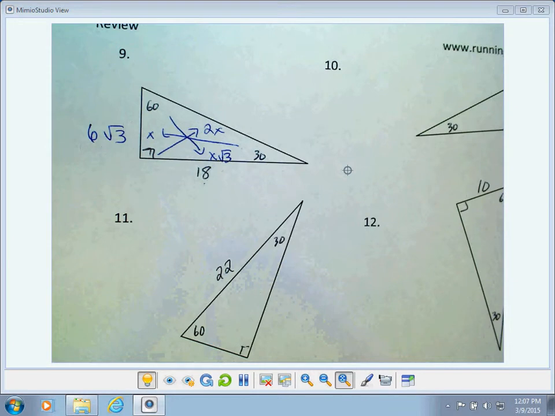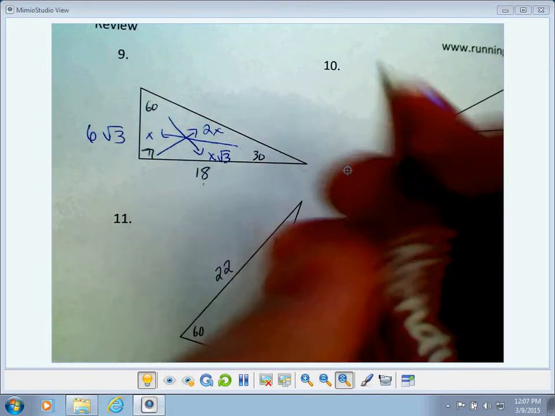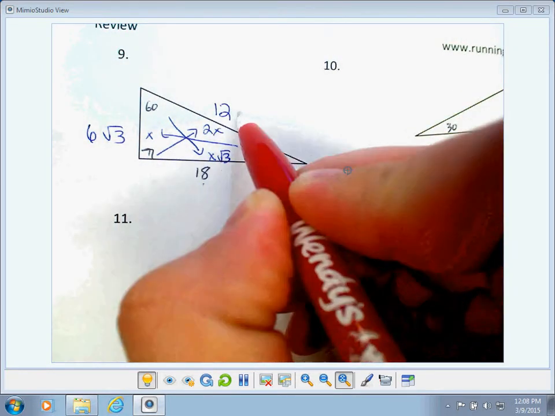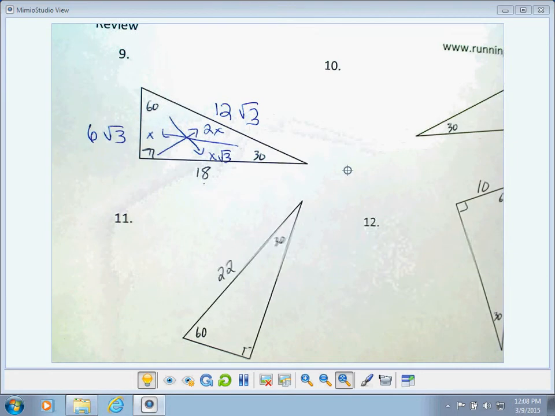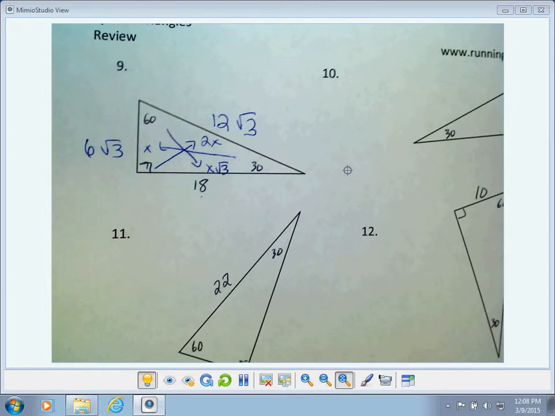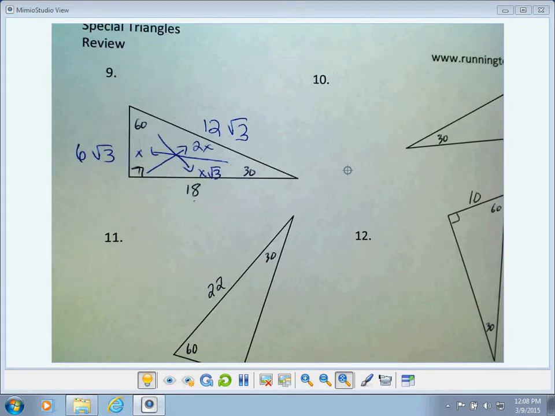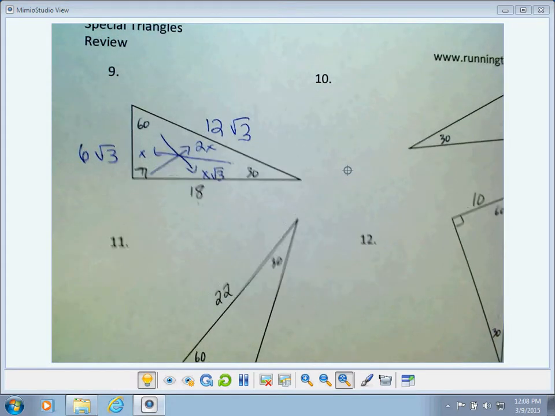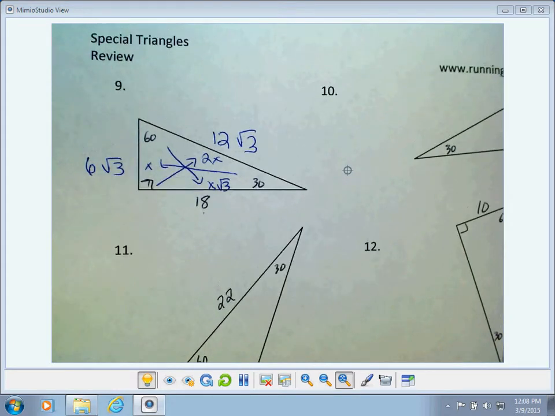Now knowing what x is equal to, we can find out what 2x is equal to just by multiplying the front number by 2. So this side here should be 12 square root of 3. So that's one of the more difficult problems that you will see with the special triangles, because you have to use one of the tricks because it doesn't follow the pattern.